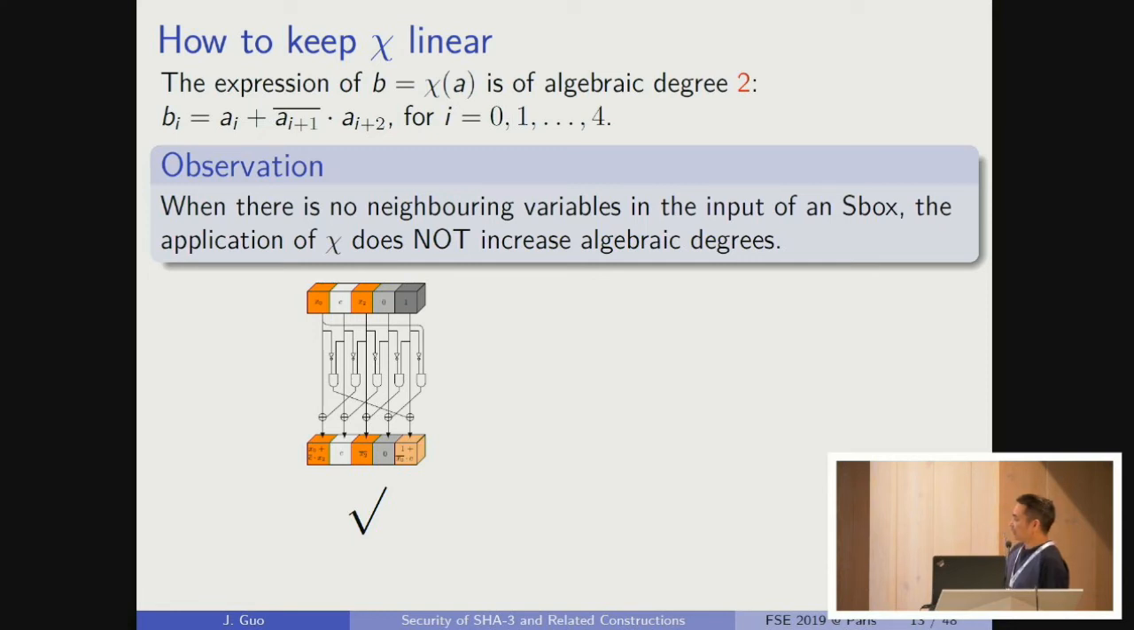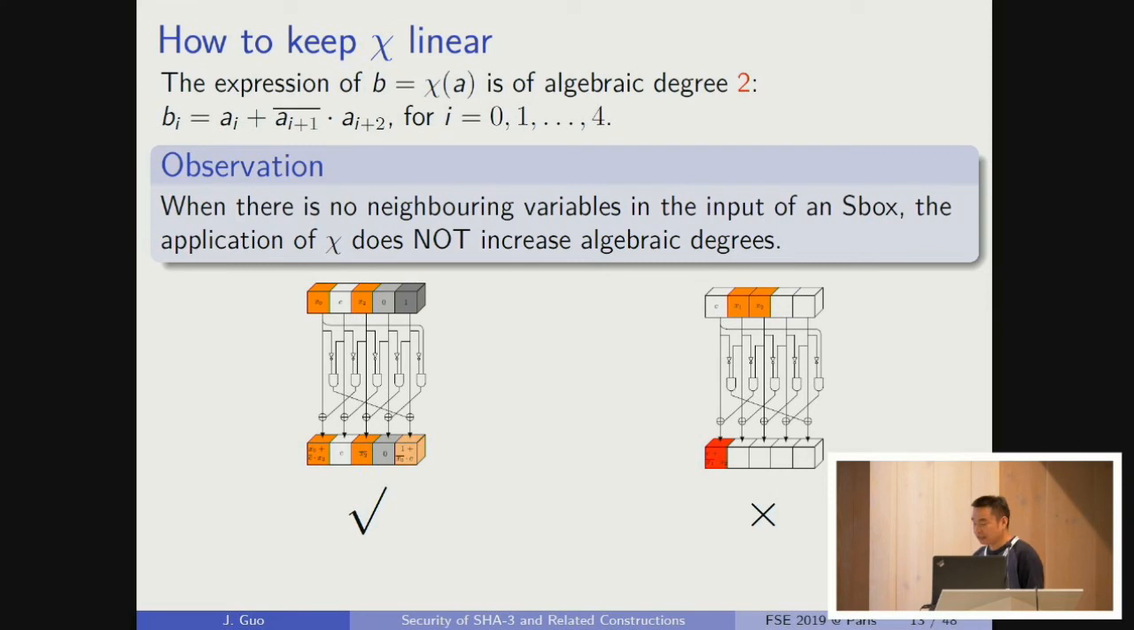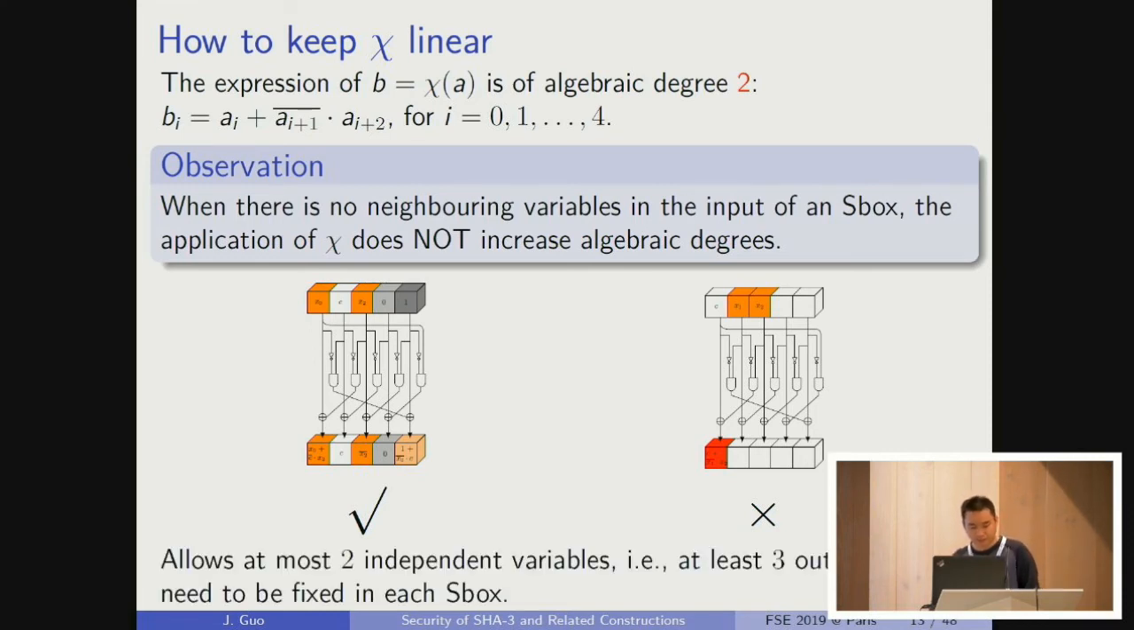So, as we can see, these 2 variables are not neighboring each other, so this multiplication will not happen among the variables. So after the application of chi, all the output bits are still kept linear, so with algebraic degree at most 1. But if you have 2 neighboring variables, then the multiplication of these 2 will increase the algebraic degree from 1 to 2. So this is something we want to avoid. If we can avoid this for many rounds, then we can keep the algebraic degree at 1 for many rounds as well.